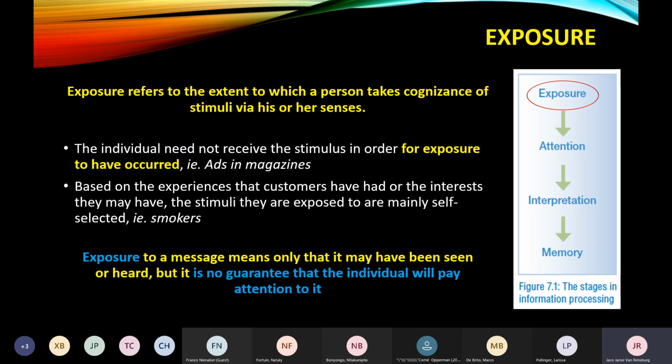Right, people, exposure is the first stage in the perceptual process, and it refers to the extent to which a person takes cognizance of a particular stimulus via the senses, or a sense or combination of senses. You don't necessarily have to receive the stimulus directly. It could be in the printed version, for instance, an ad in a magazine or a newspaper.